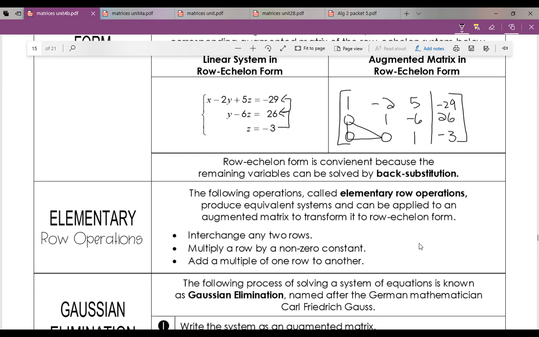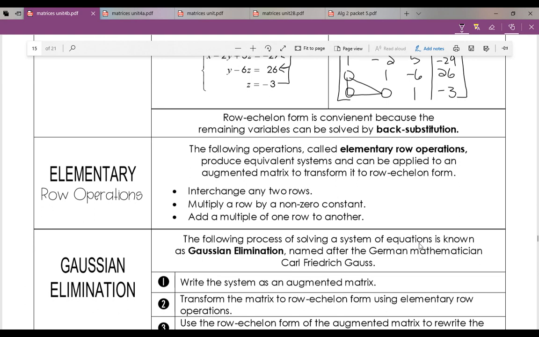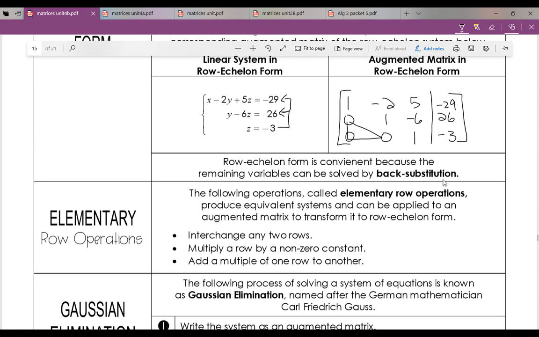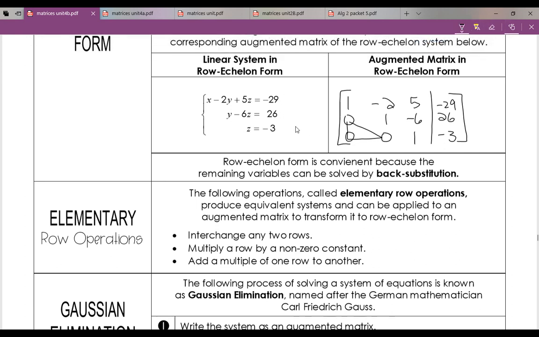Okay, so let me back up. Back substitution. If I know what z is, can I not take -3, plug it in here, and figure out what y is? Then once I know what y is, can I take z and y and plug it in up here to get x? That's what they call back substitution. Start with the bottom row and work your way back up to all the variables. Does that make sense?